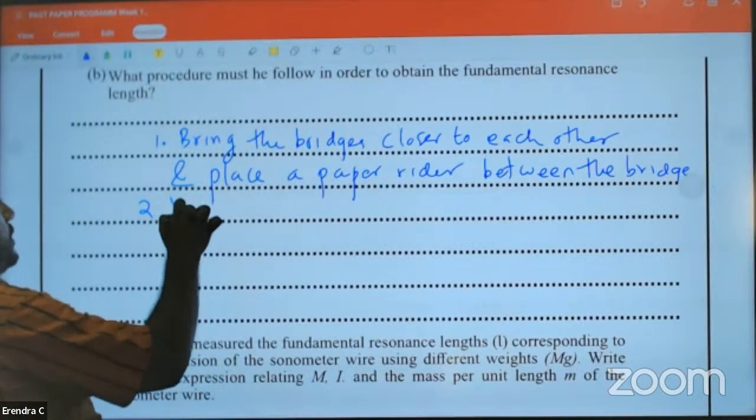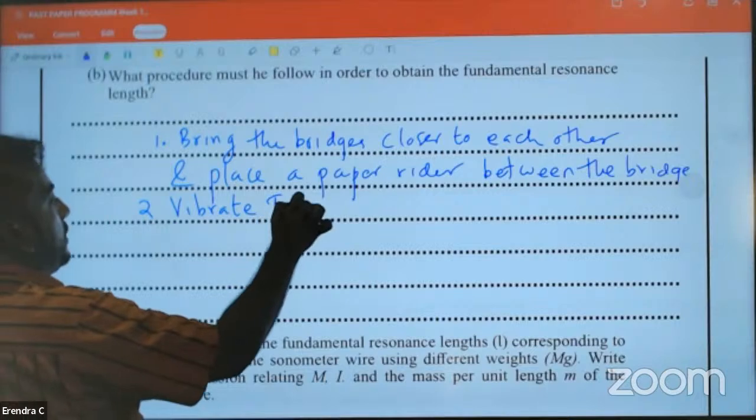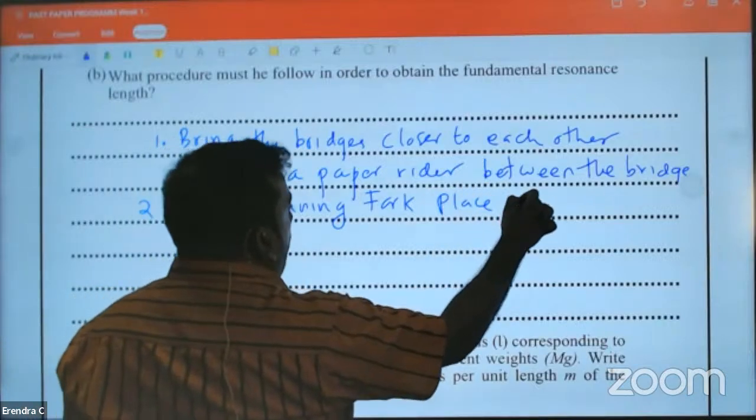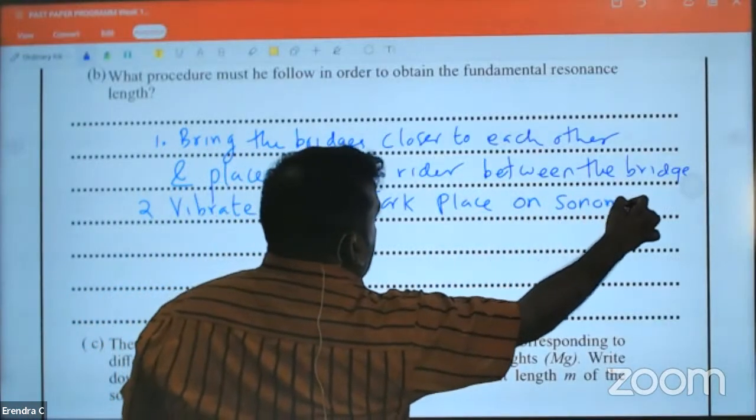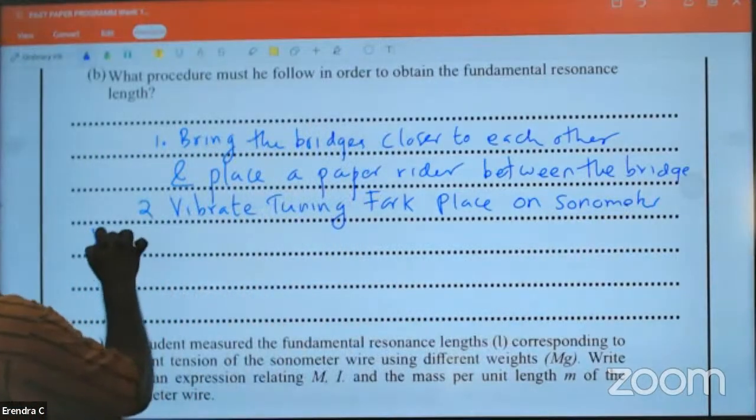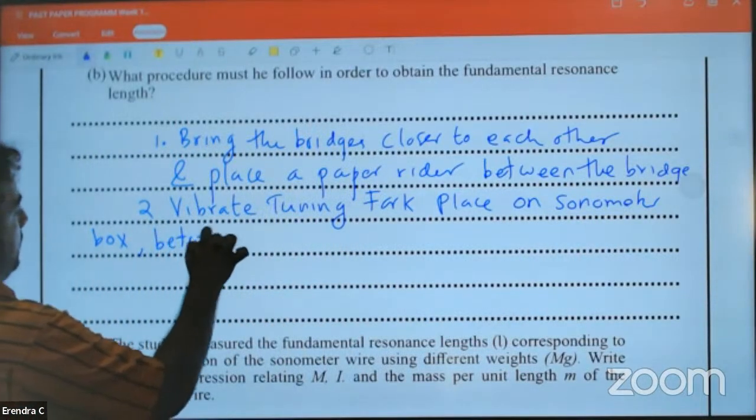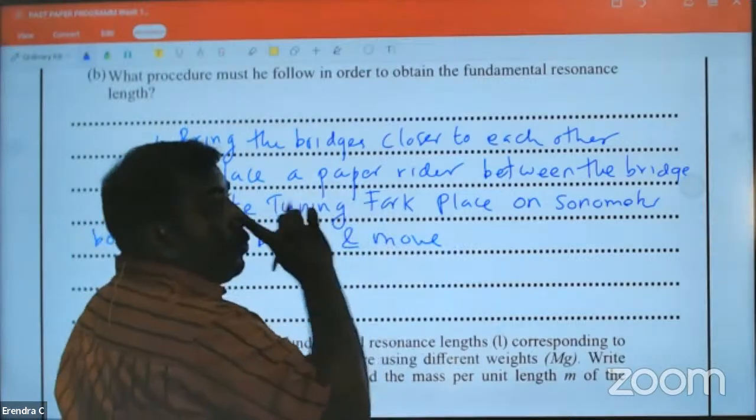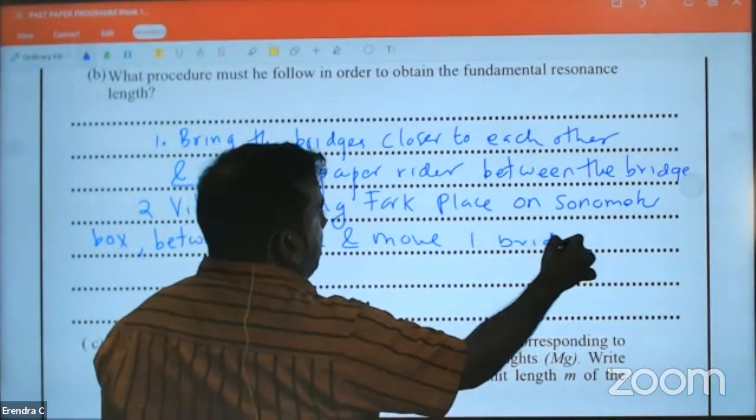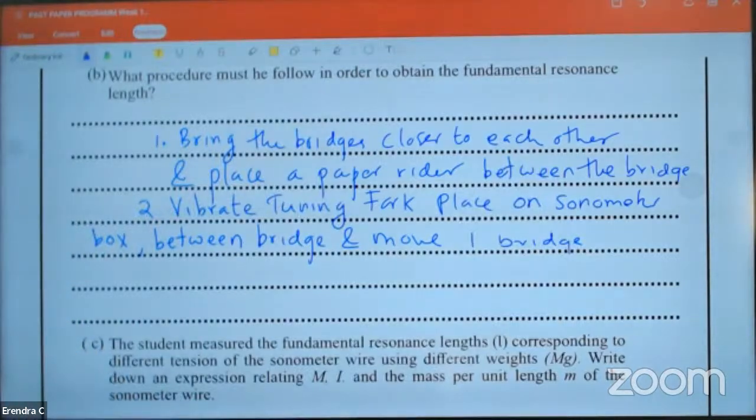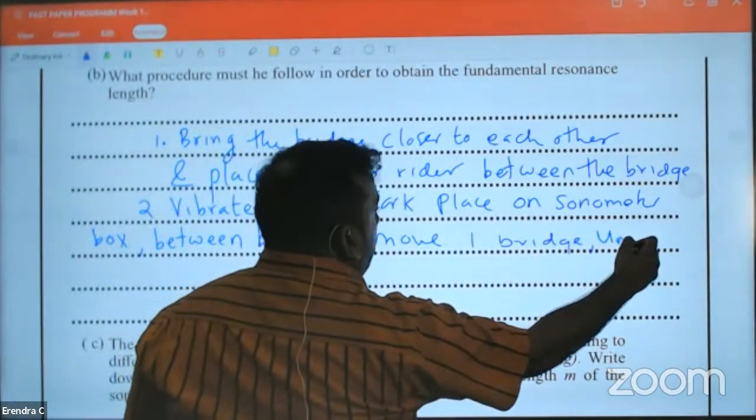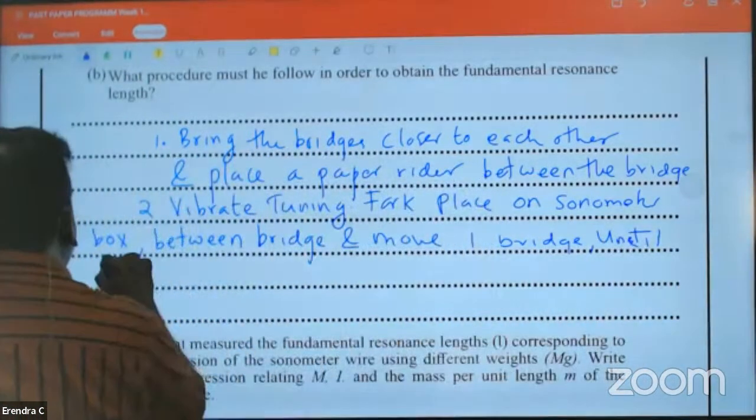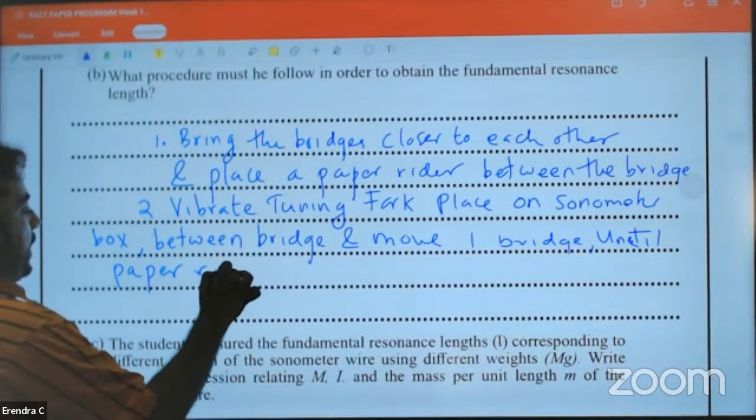Vibrate the tuning fork. Place it on the sonometer box, between the bridges. And move one bridge, one is kept fixed, until the paper rider flies off.